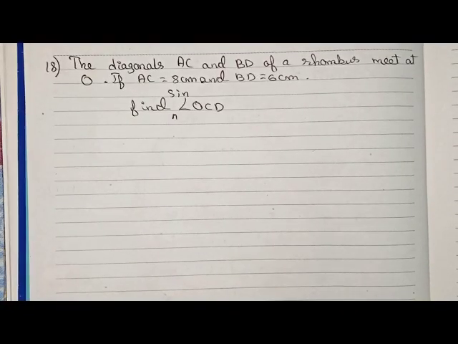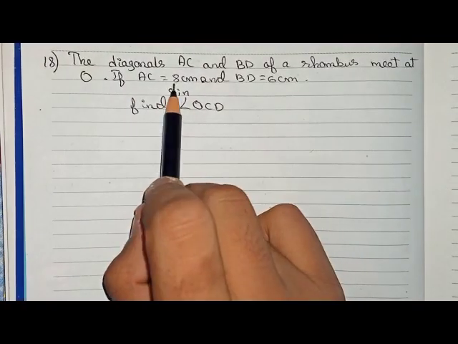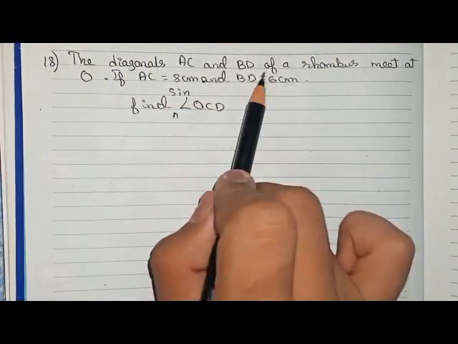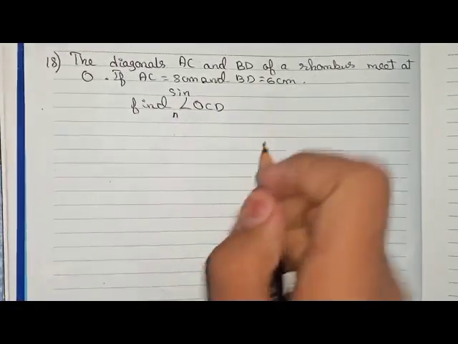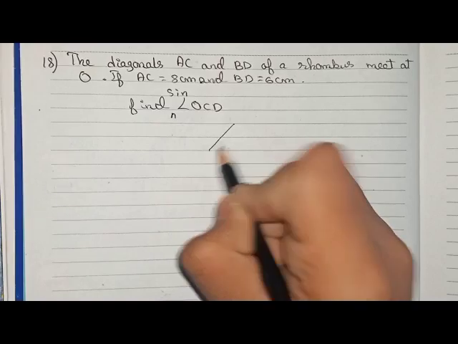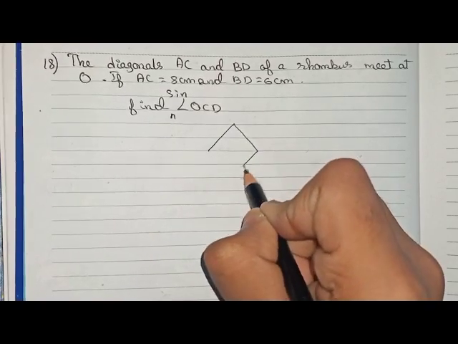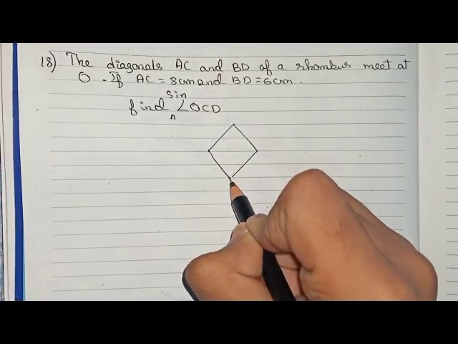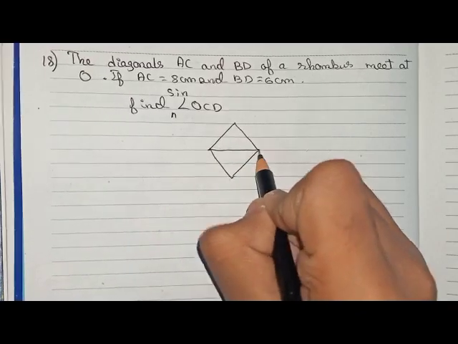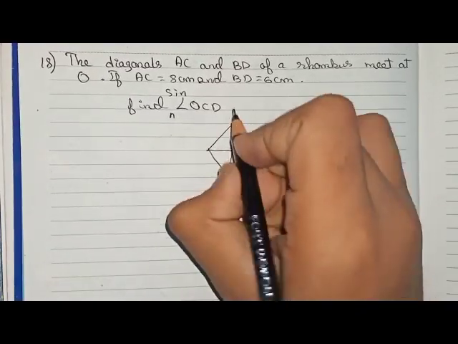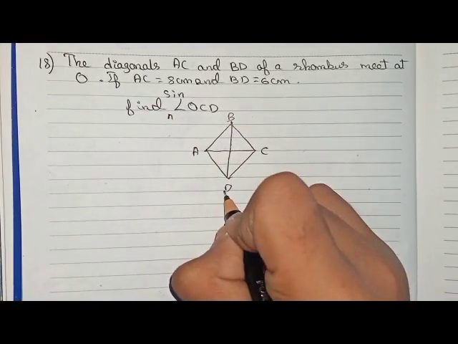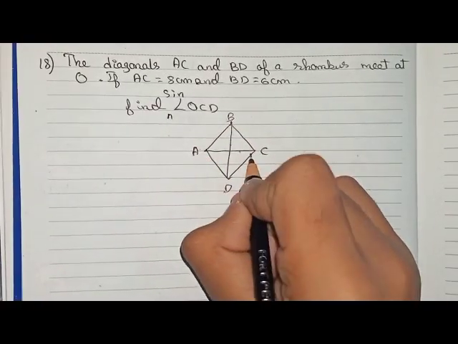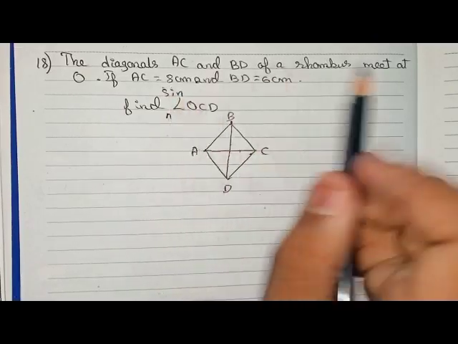Question number 18. The diagonals AC and BD of a rhombus meet at O. If AC is equal to 8 cm and BD is equal to 6 cm, find sine angle OCD. So first draw the rhombus. Do it like this. This is a rhombus. So these are the diagonals. Name them AC, BD. Given AC is equal to 8 cm.